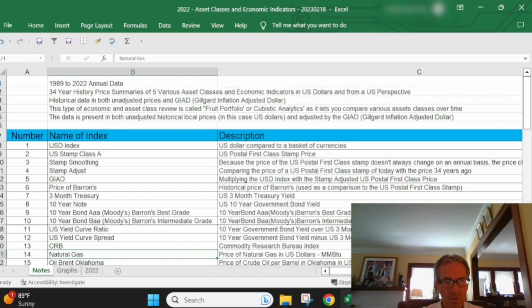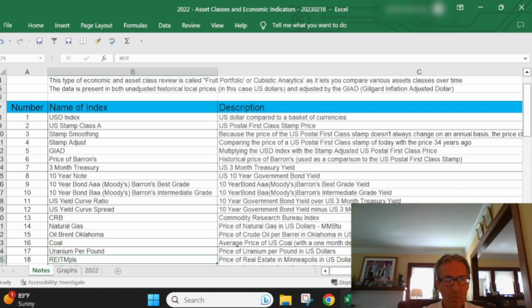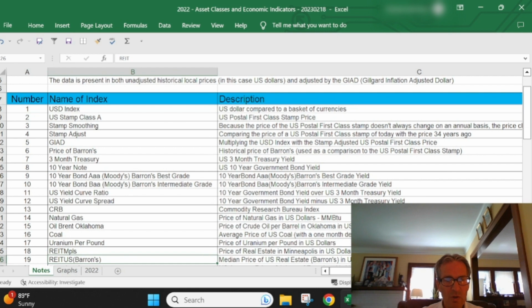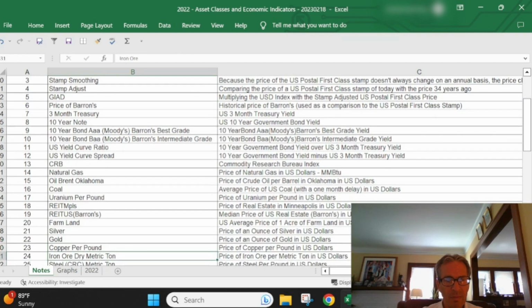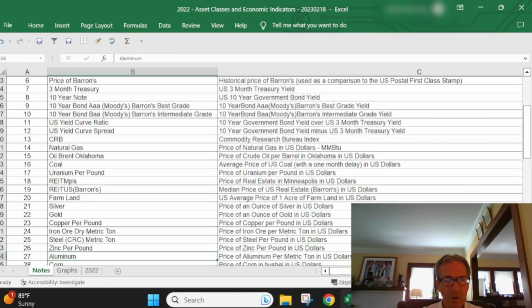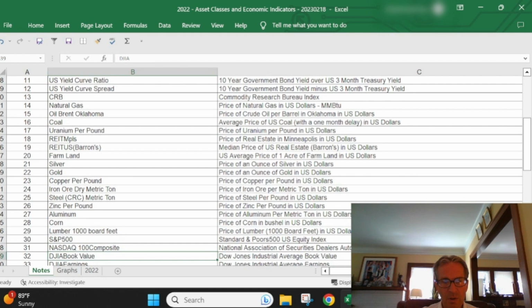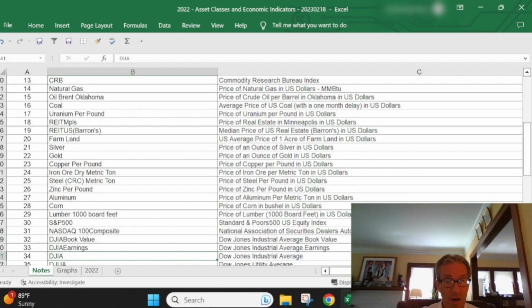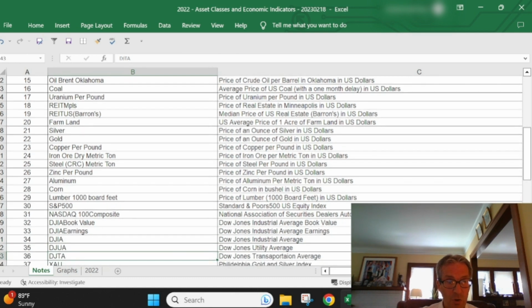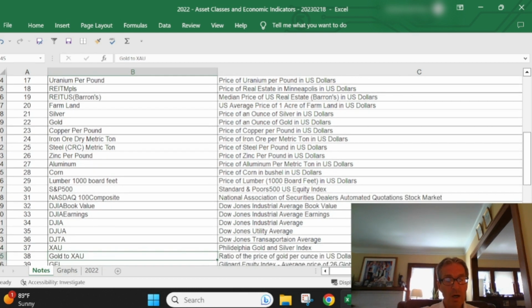We look at natural gas, oil, coal, uranium, real estate prices in Minneapolis, real estate prices across the U.S., farmland, so 1 acre, silver, gold, copper, iron ore, steel, zinc, aluminum, corn, lumber, S&P 500, NASDAQ 100 composite, Dow Jones Industrial Book Value, Dow Jones Earnings, the Dow Jones Industrial Average, the Dow Jones Utility Average, the Dow Jones Transportation Average, Philadelphia Silver and Gold Exchange, and then also the ratio of gold to silver stocks.